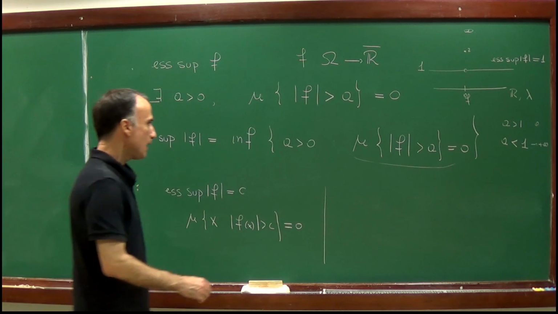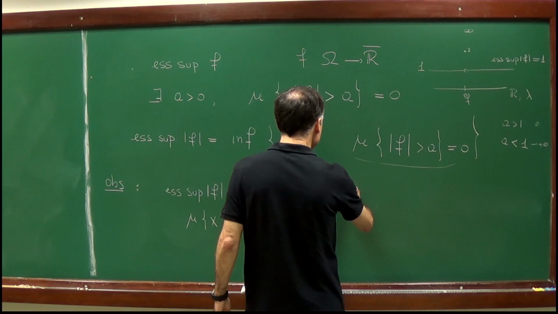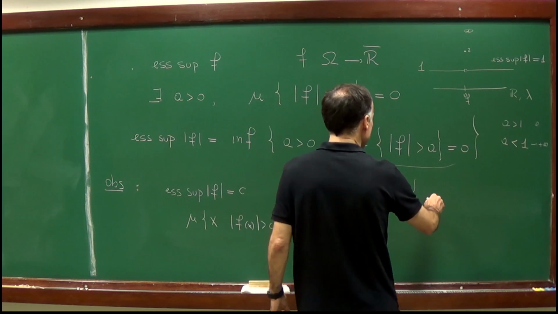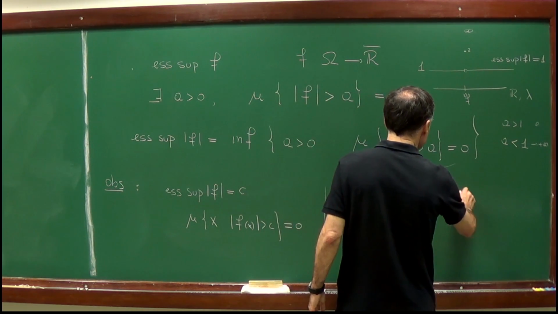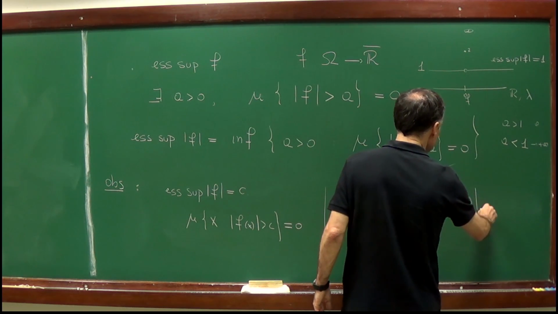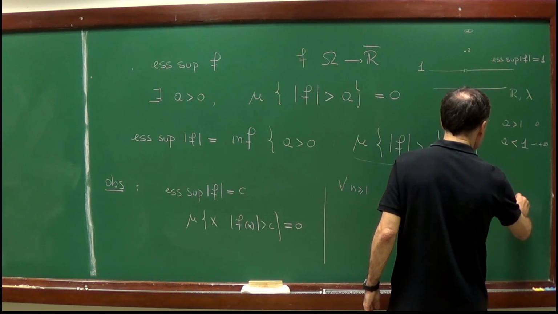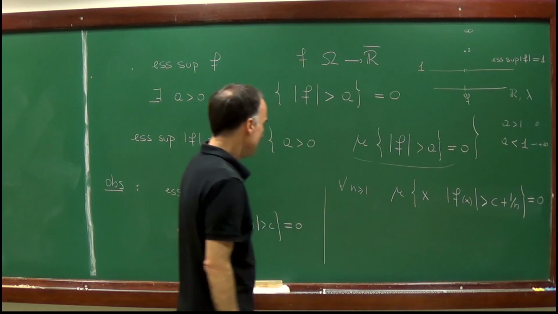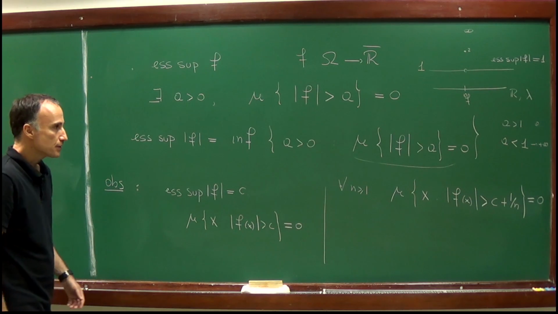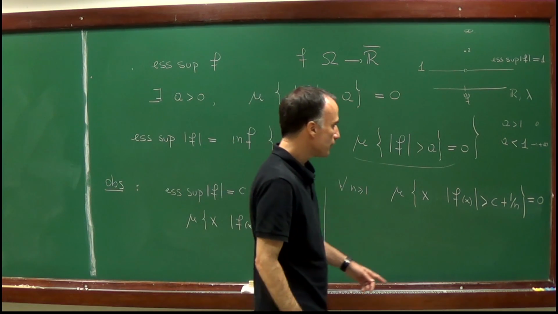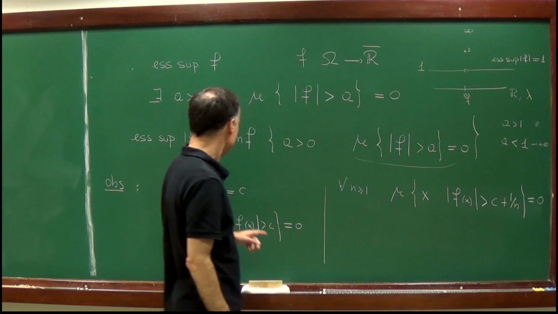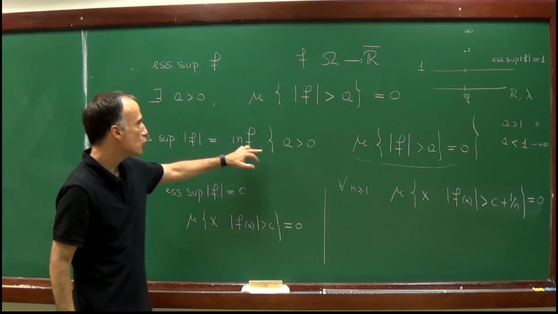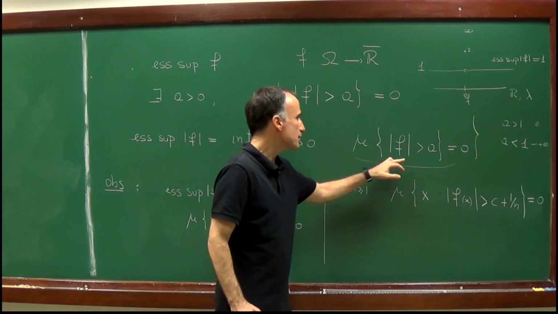Well, what I claim is that for all n larger than 1, the measure of the points x such that f of x is larger than C plus 1 over n is 0. And this is correct because C is the essential supremum, and the essential supremum is the infimum over all A for which this measure is 0.